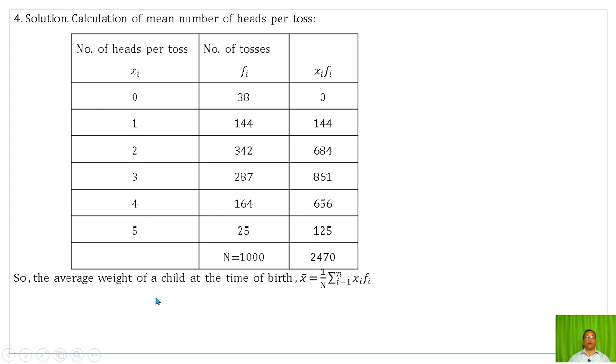So the average weight of a sign at the time of birth is x bar, which is equal to 1 by n times the summation of xi fi.